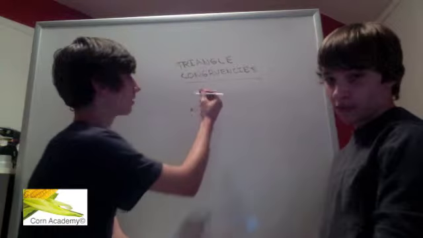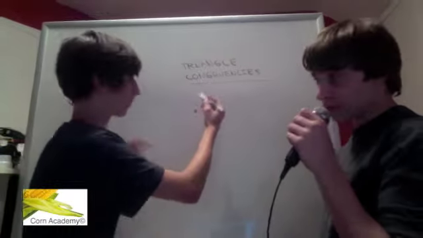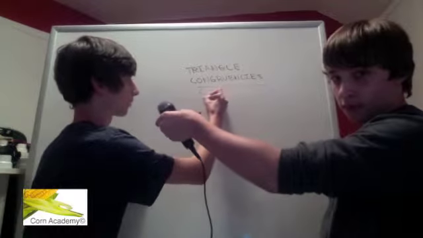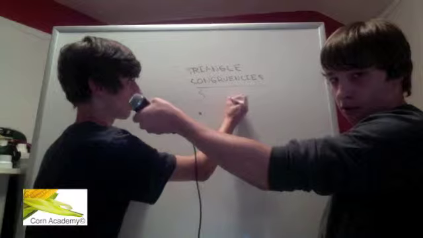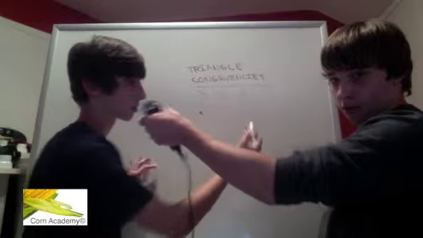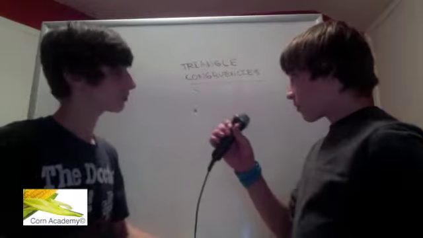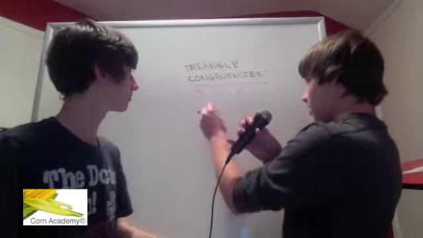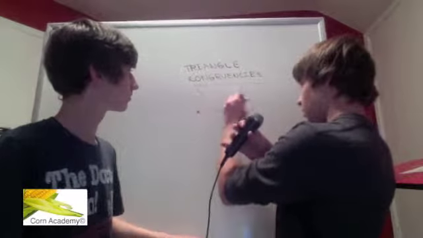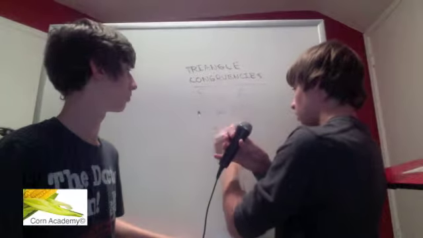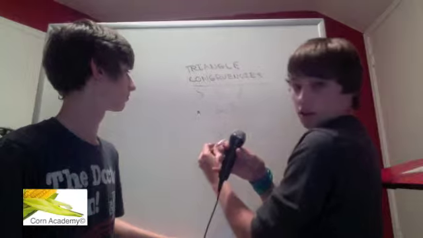Okay, so the different types of congruencies are S, marker's not even working, S, which is a side, S, and then A. There's a few different types of congruencies after that. There's AAS. There is SSS. And SAS.